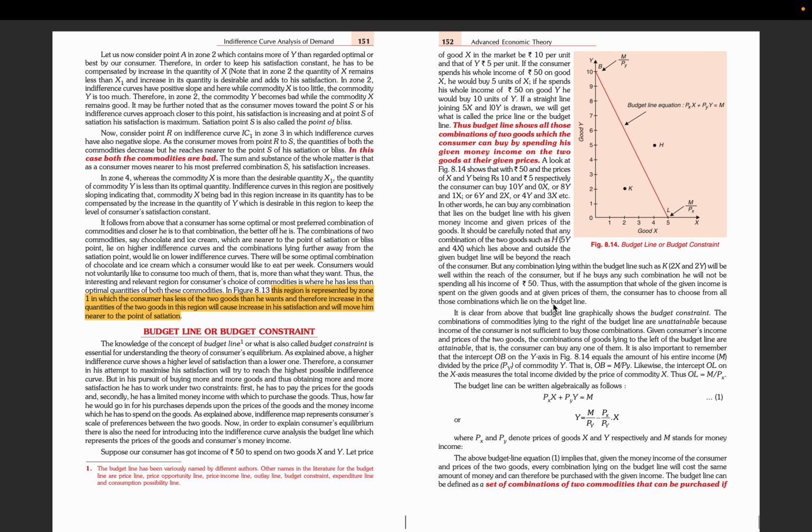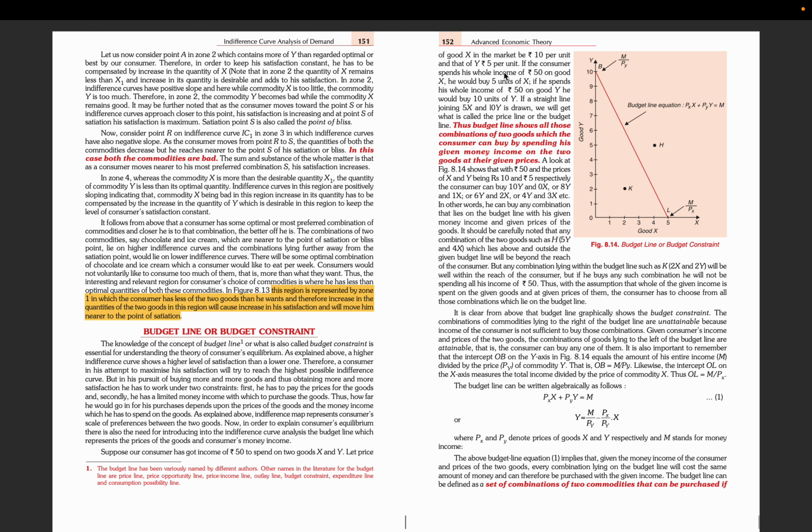As explained above, the indifference map represents the consumer's scale of preferences between the two goods. Now, in order to explain consumer's equilibrium, there is also the need for introducing into the indifference curve analysis the budget line, which represents the prices of the goods and consumer's money income. Suppose our consumer has got 50 rupees to spend on two goods X and Y. Let the price of good X in the market be 10 per unit and Y be 5 per unit.